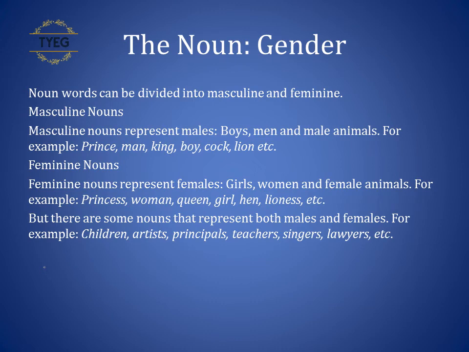But there are some nouns that represent both males and females. For example, children, artists, principals, teachers, singers, lawyers, etc.